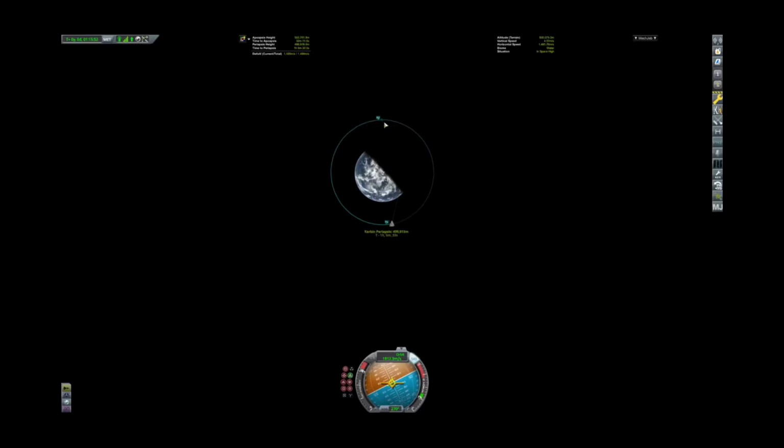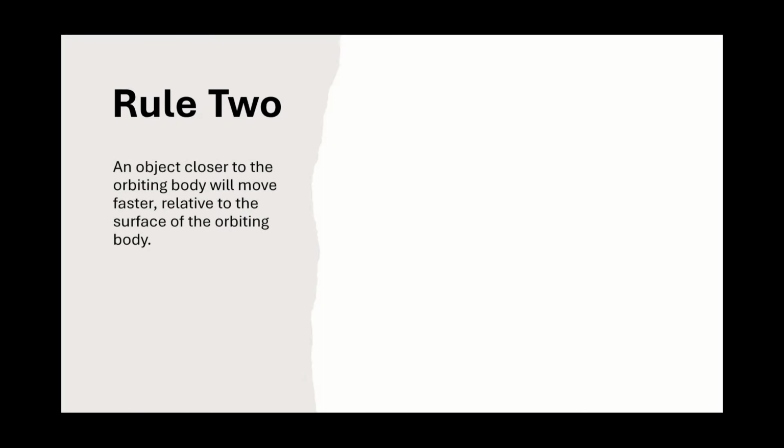Now, something strange is going to happen right here. Since the apoapsis has to always be bigger than the periapsis, if it goes below a certain height, the nodes swap direction. And now the periapsis is decreasing in height. Now the second rule: if an object is closer to the orbiting body, it will move faster relative to the surface of that orbiting body.